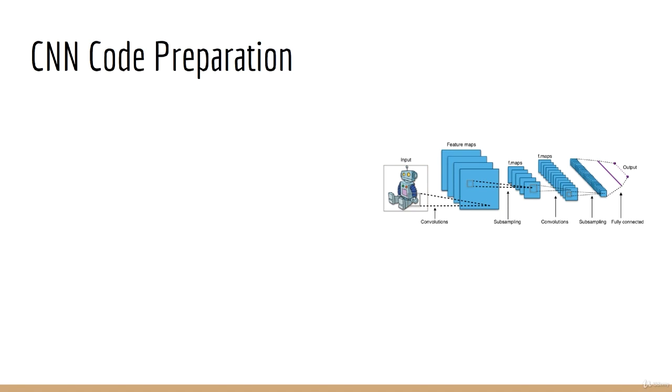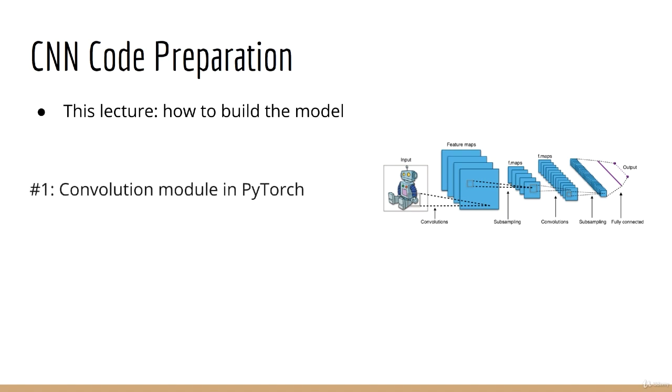In this lecture, we are going to begin discussing code preparation in preparation for our CNN notebook. This lecture will focus specifically on how we're going to build a model, since as we move to more and more complicated architectures, we'll need more and more sophisticated ways of building models. There will be two major components of this lecture. First, as you know, the critical new piece of math that makes an ANN into a CNN is convolution. So we'll see how to use the convolution module in PyTorch.